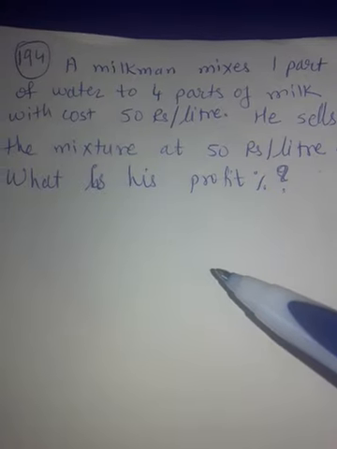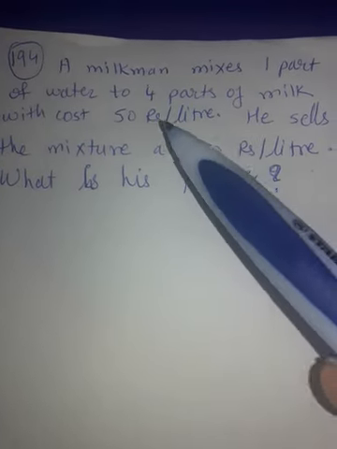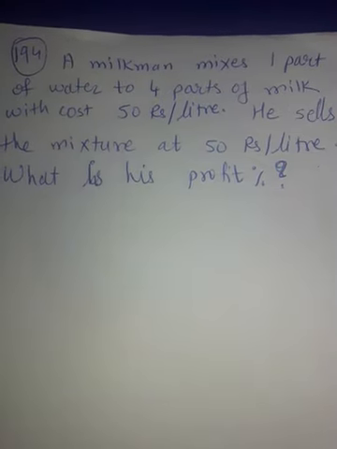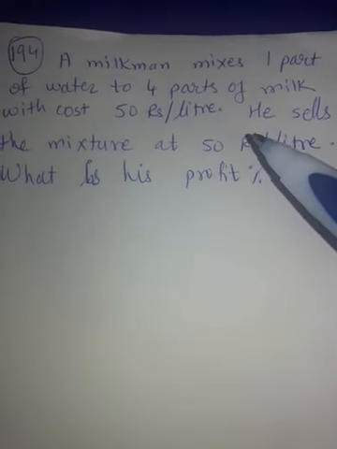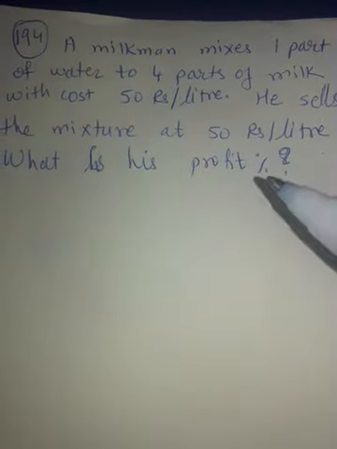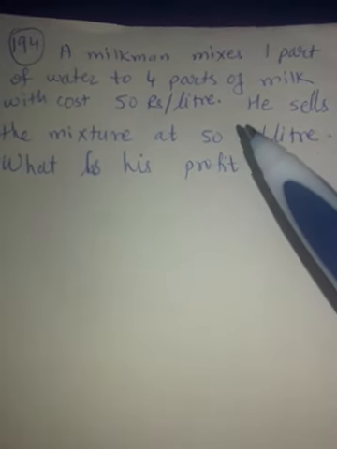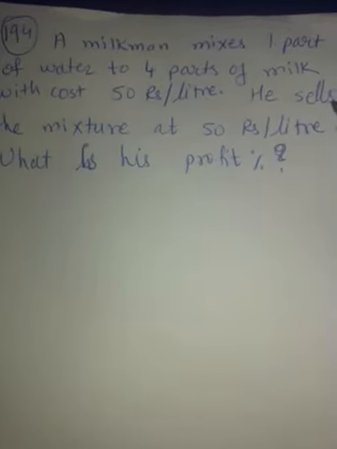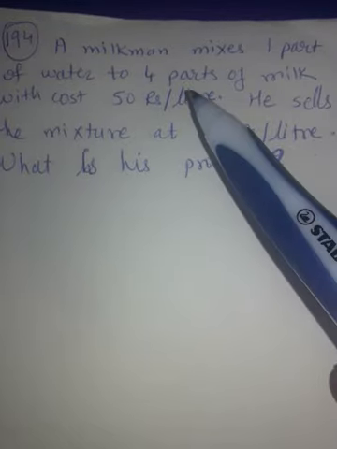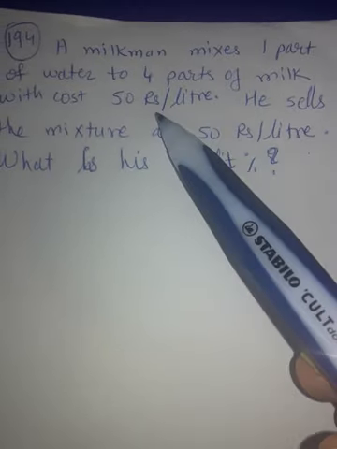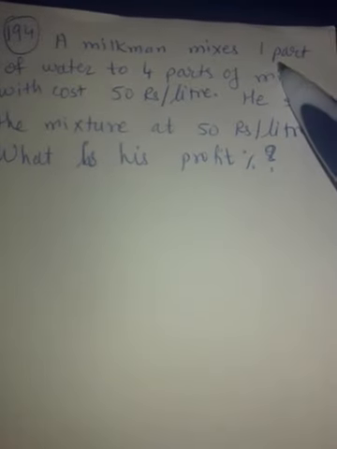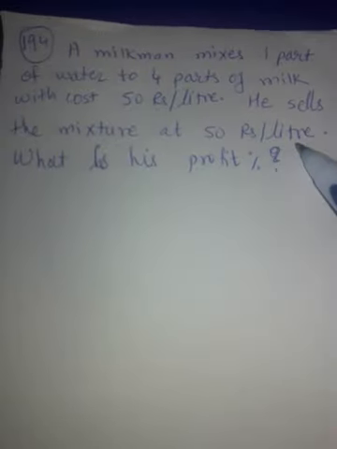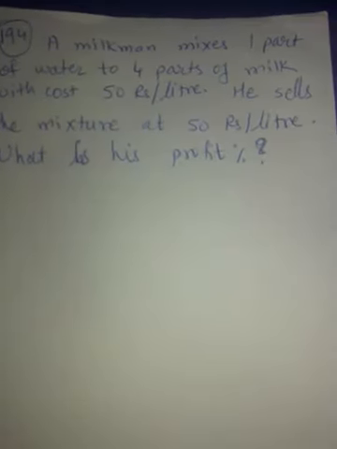Here which two things are mixed? Water and milk. Cost of milk is given to us, 50 rupees per liter. Always remember, we have to assume the cost of water as 0. Whenever you get a question of water and milk mixed, many times you will get this question, a dishonest milkman mixes milk and water. Always assume the cost of water as 0. So he is mixing 1 part of water with 4 parts of milk with cost 50 rupees per liter. Water cost is 0, milk cost is 50. He sells the mixture at 50 rupees per liter. What is his profit percent?